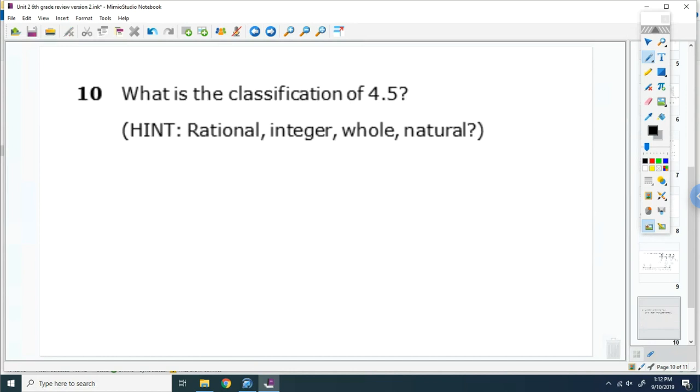All right, number 10. What's the classification of 4.5? Since it's a decimal, the only classification you can have is rational.